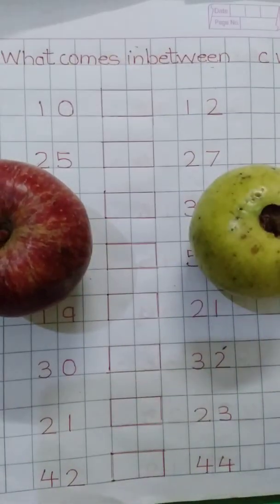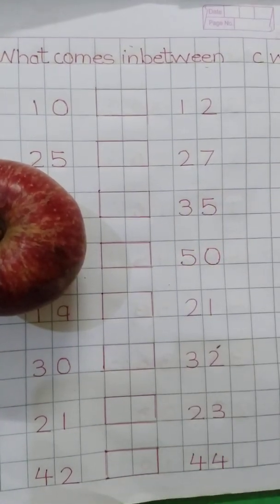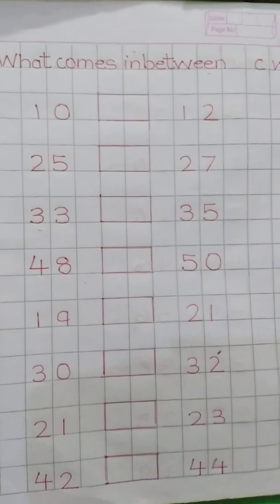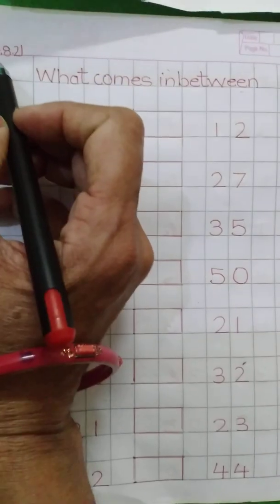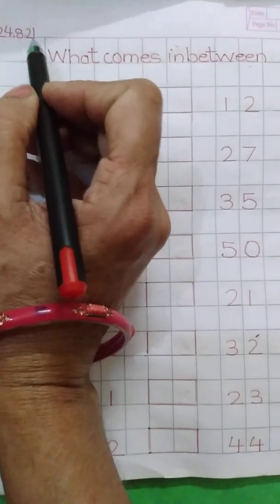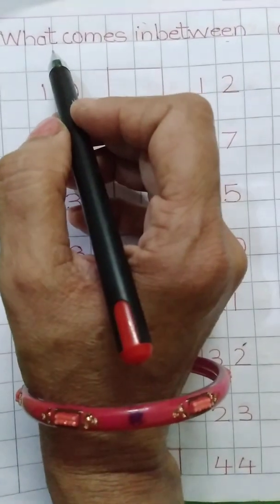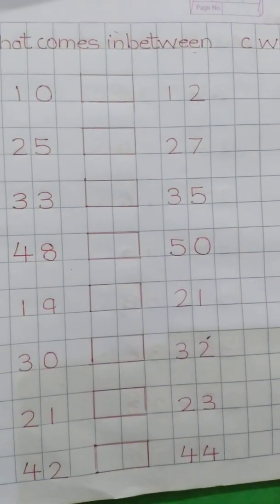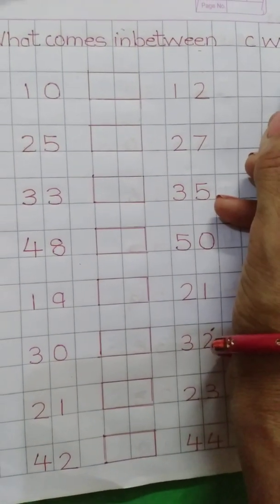Now today we are going to learn in the notebook what comes in between of two-digit numbers. Here on the top you will write the date, 24th of August 2021. Here you will write the heading "What comes in between", and on this side you will write CWS, classwork.